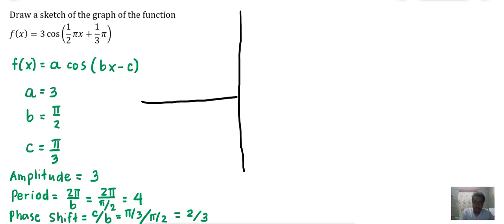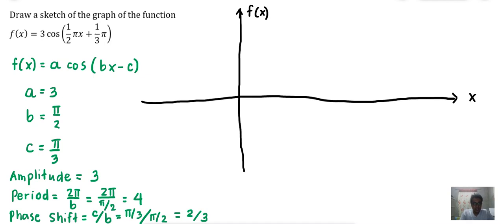So, this is our x and y axis. This is x, and this is f of x or y. Okay, so, what we need is 4. So, 1, 2, 3, 4. And then, our amplitude is 3. So, 1, 2, 3, 1, 2, 3. Okay, so this is our 3. This is our negative 3.